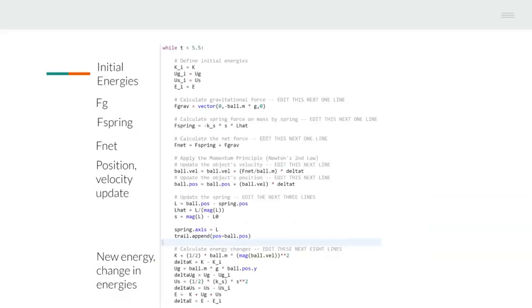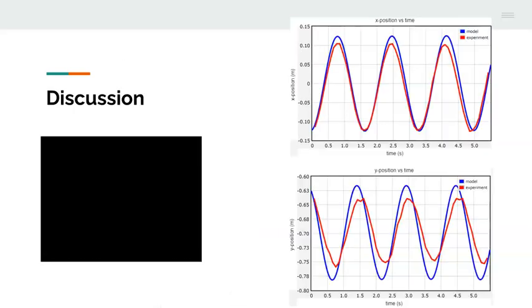So here are some more lines of code. This is a while loop so that the code can iterate the mass spring system. The top is the initial energies. Then we have the gravitational force, the spring force, the net force, the position and velocity update formulas, and then the new energy and the change in energies.